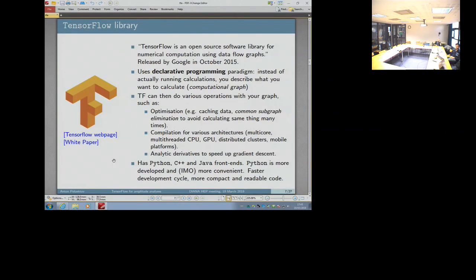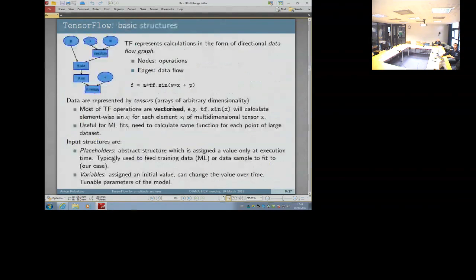And what helps us a lot, for instance, is that it can also do analytic derivatives of your function to speed up the gradient descent. And since we are dealing with the gradient descent in MINUIT as well, this can help a lot. So it has different front ends, and here in our case we're using Python, which is more developed and I think more convenient.